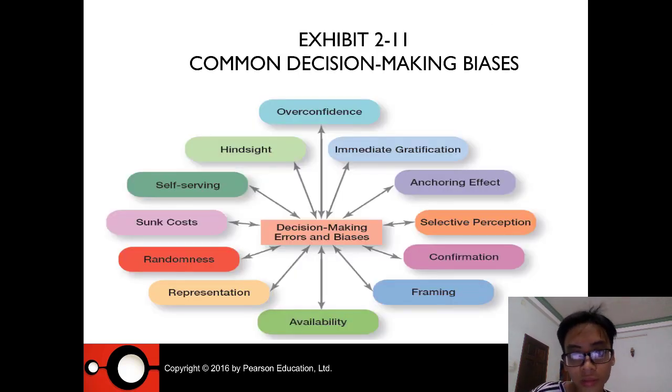In conclusion, there are 12 common decision-making biases. They are overconfidence, immediate gratification, anchoring effect, selective perception, confirmation, framing, availability, representation, randomness, sunk costs, self-serving, and hindsight.